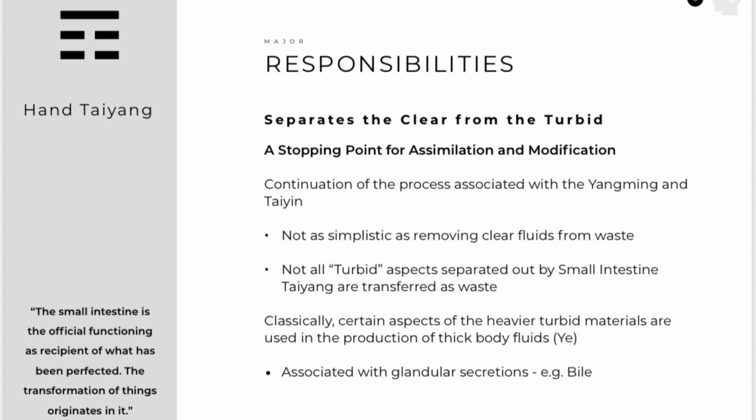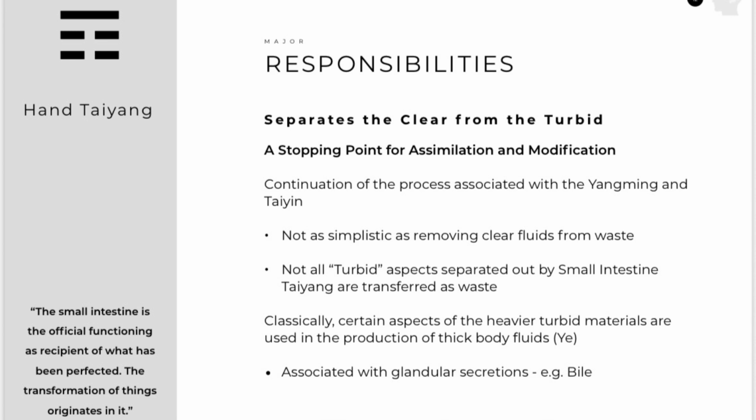Typically, we would just say it's removing the fluid from the waste, so removing the fluid from your stool, and then it's expelling the stool, right? But with this, we're going a little bit deeper, and so we're going to say it's a stopping point for assimilation and modification. Now, all the turbid is going to be separated out by the small intestine, and it's not all going to be transferred as waste.